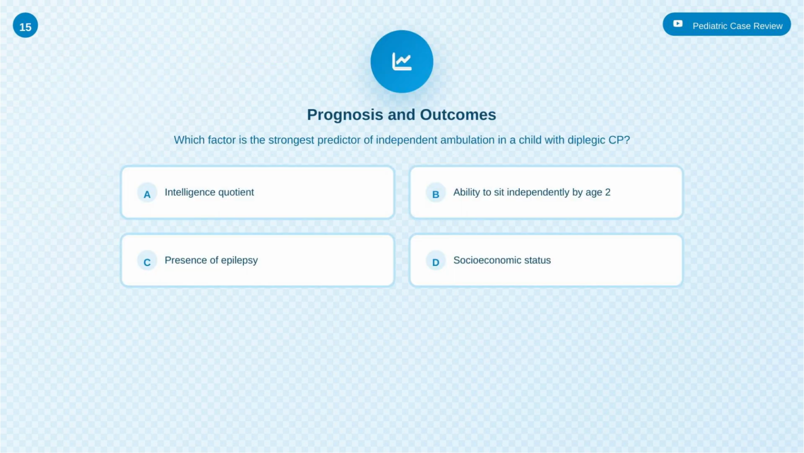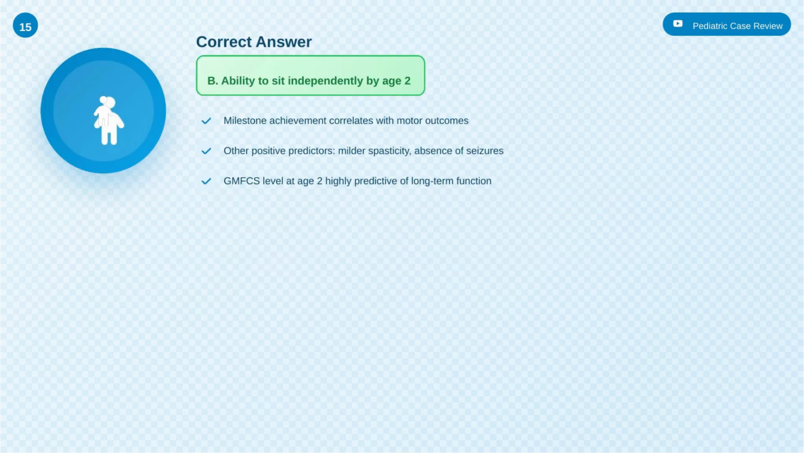Which factor is the strongest predictor of independent ambulation in a child with diplegic cerebral palsy? A. Intelligence quotient. B. Ability to sit independently by age 2. C. Presence of epilepsy. D. Socioeconomic status. The correct answer is B. The ability to sit independently by age 2 years is one of the strongest predictors of eventual walking ability in children with diplegic cerebral palsy.